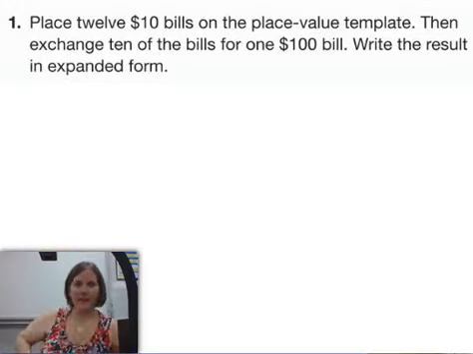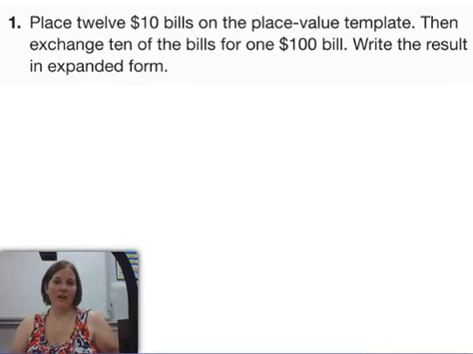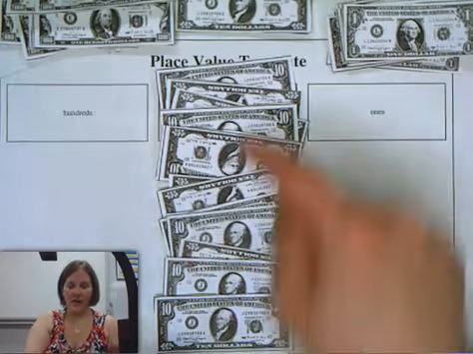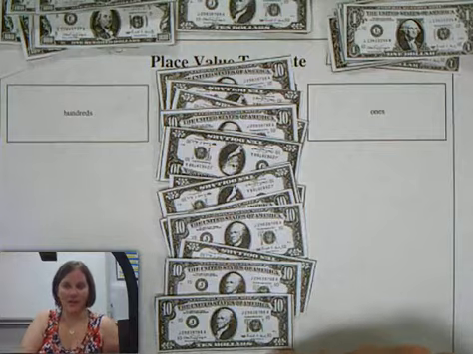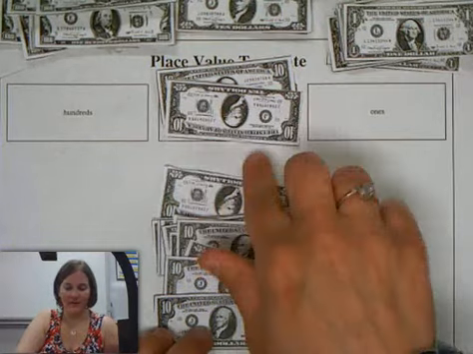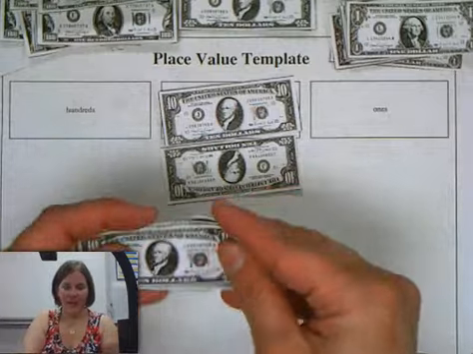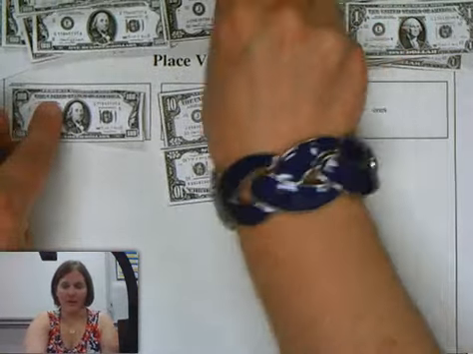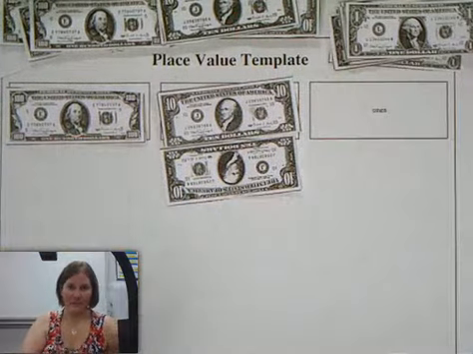Okay? So then it says to exchange 10 of the bills for one $100 bill. Write the result in expanded form. Okay? So I know I have 12 $10 bills here. I'm going to exchange 10 of them. So I'm going to leave 2 behind, and that means I should have 10 in my hand here. And I'm going to take and trade them for a $100 bill and put them down. Because remember, 10 tens is the same as 100. Okay?